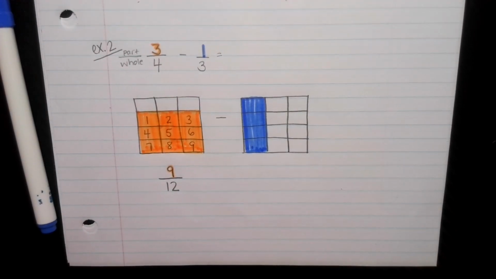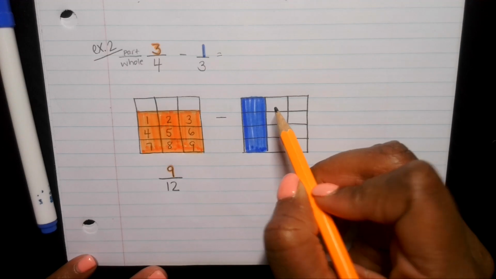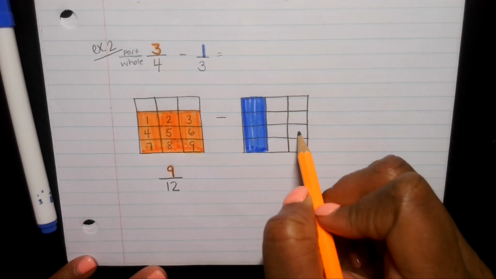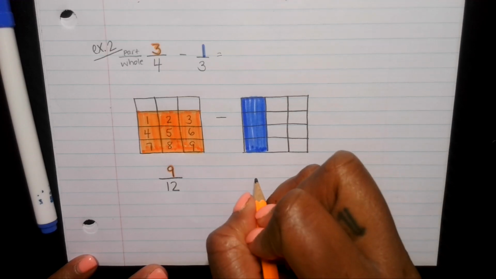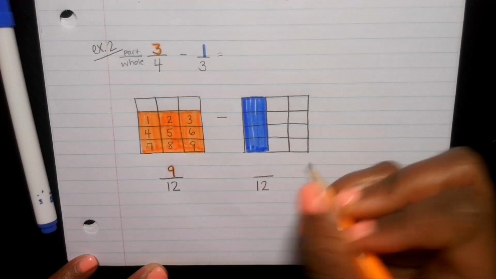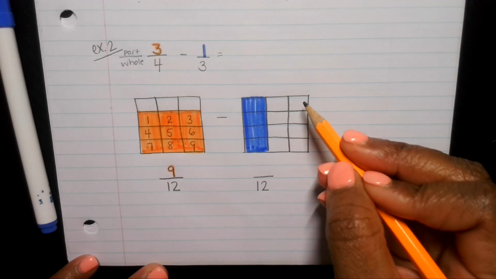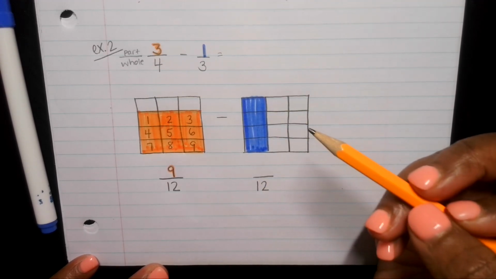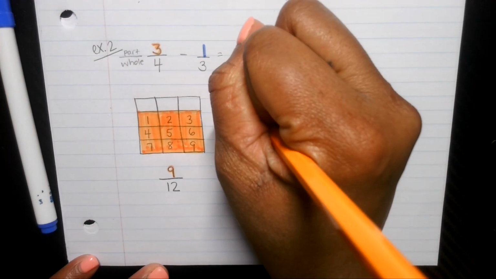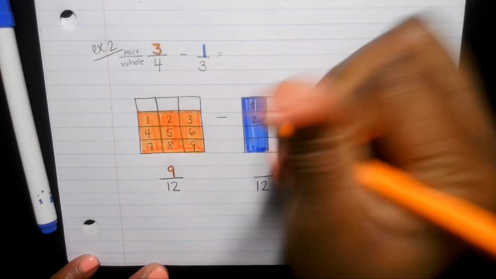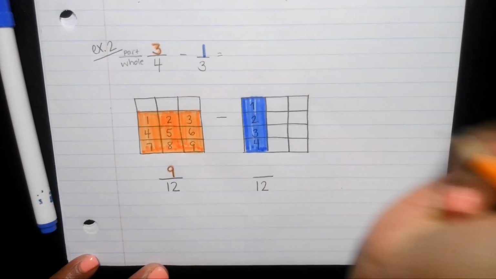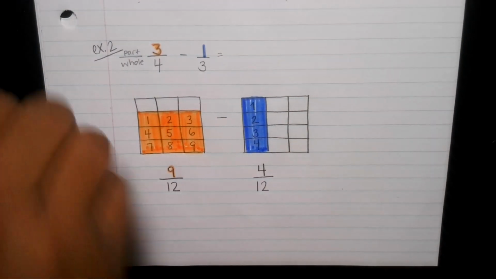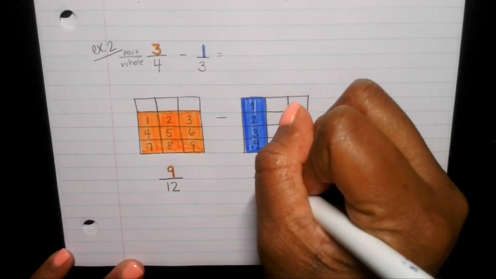Let's do the same with the other fraction. Let's count our squares. We have 1, 2, 3, 4, 5, 6, 7, 8, 9, 10, 11, 12. Again, that's our whole, meaning this whole shape is broken down into 12 equal parts. Next, let's count how many we have that are shaded. 1, 2, 3, 4. We have 4 that are shaded out of the 12, and that becomes our numerator.